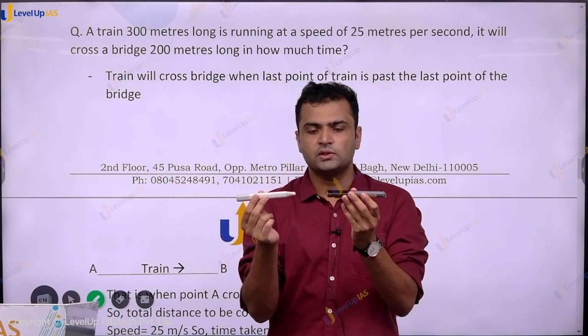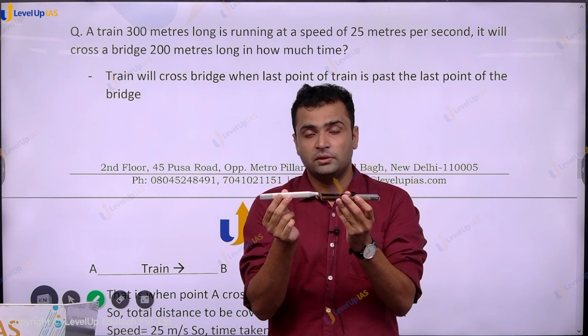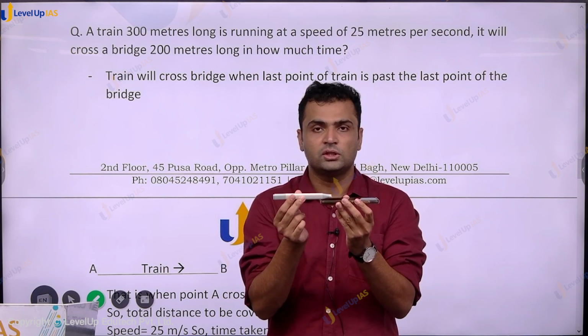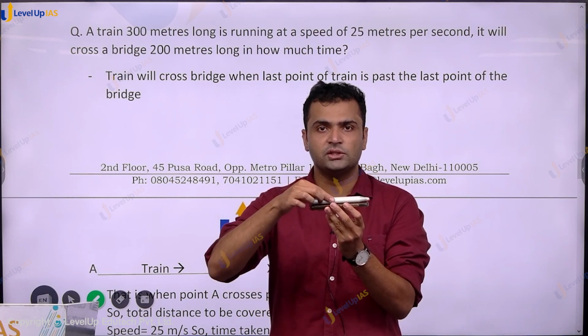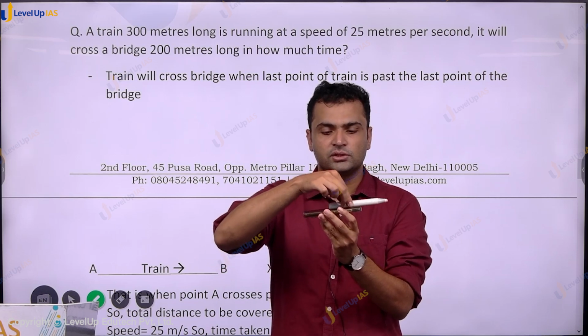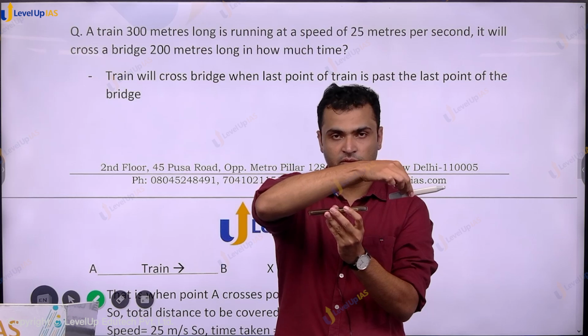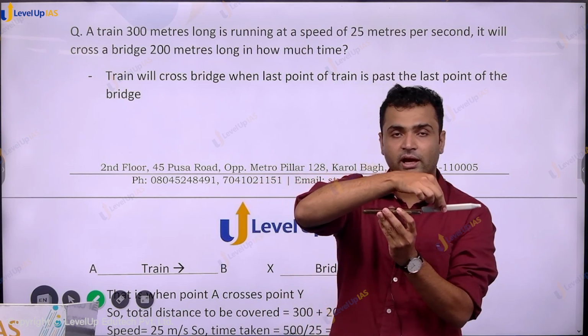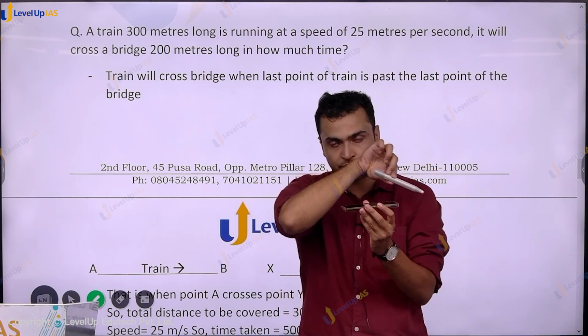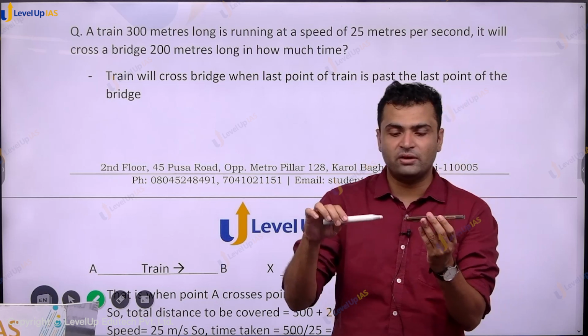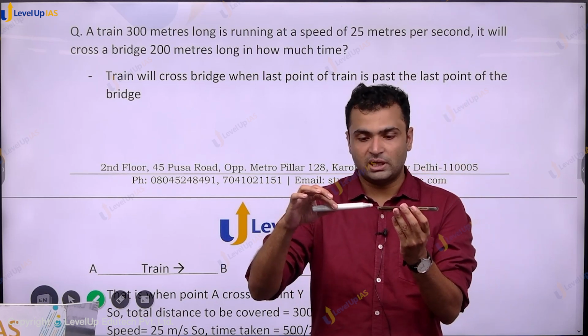So train approaches, it comes on the bridge. Now it has started to cross. So start. Train is on the bridge and it starts leaving the bridge. When the last part of the train leaves it, then only we can say that train has crossed the bridge. So how long the train has to travel? Train has to travel from here.